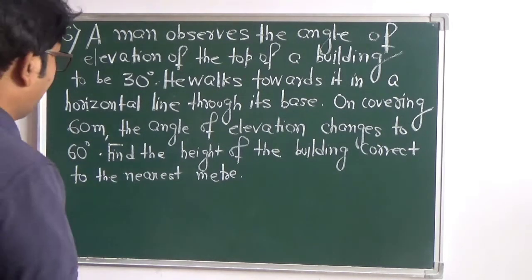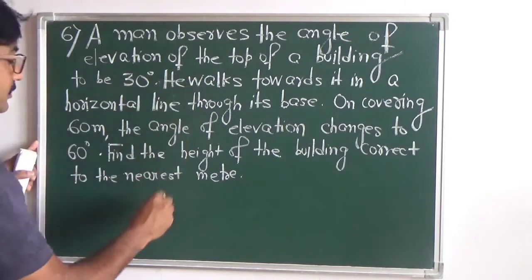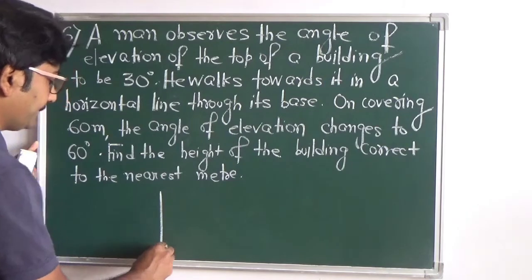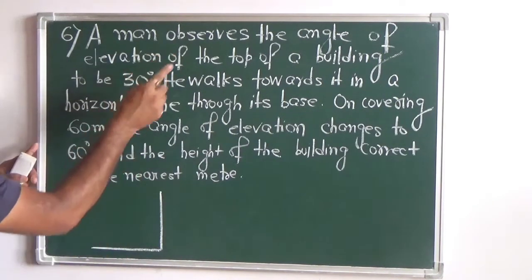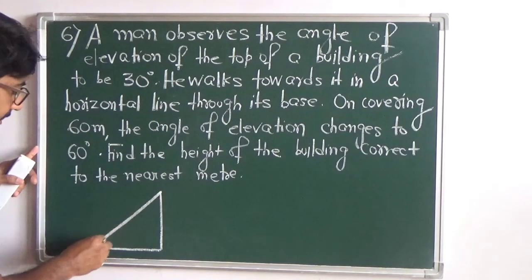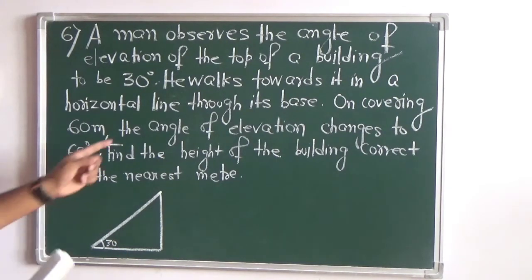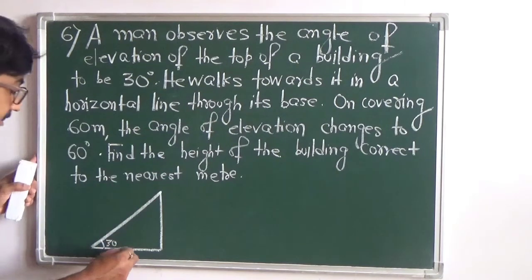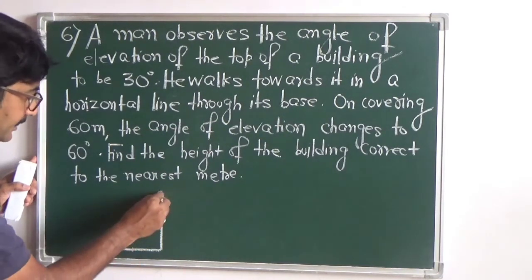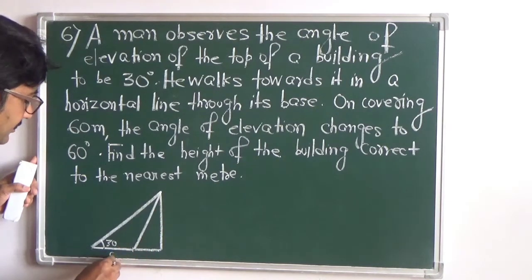But before removing, let us draw the diagram. The diagram is like this. A man observes the angle of elevation of the top of the building. Suppose this is the building. Obviously the building lies on the ground. Our angle of elevation from here is 30 degrees. Now he walks towards the building in the horizontal base, and on covering 60 meters, suppose he has reached this point. So this distance is 60 meters.